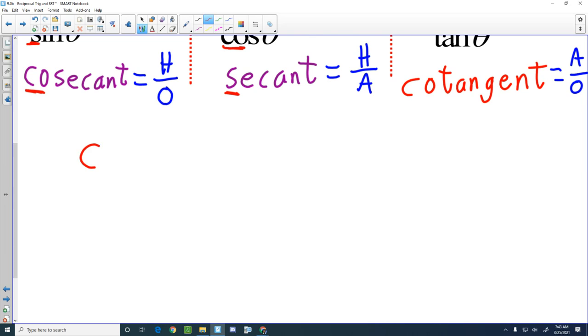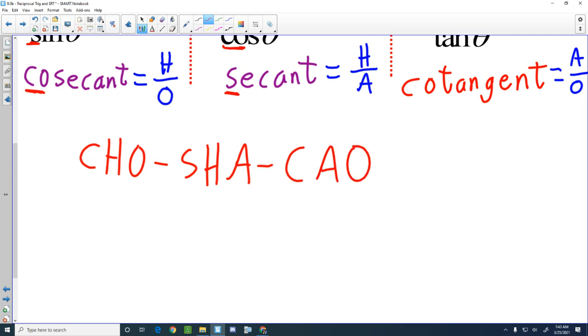instead of SOHCAHTOA, I give you, this is so stupid, I give you CHOSHAKAL. CHOSHAKAL is stupid. Do not use this. It doesn't work. The reason it doesn't work is because look, there's two C's. Is that cosecant or cotangent? Technically, that's CHOSHAKAL. Oh, for cotangent, C-O-T. Oh my gosh, this is getting worse and worse.